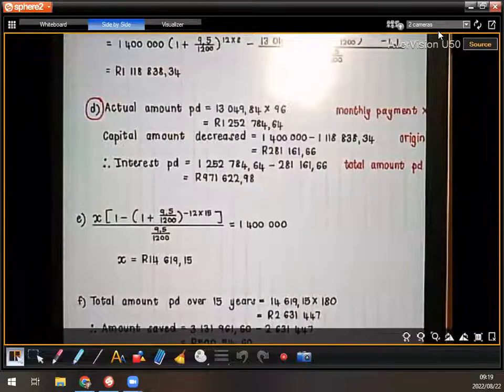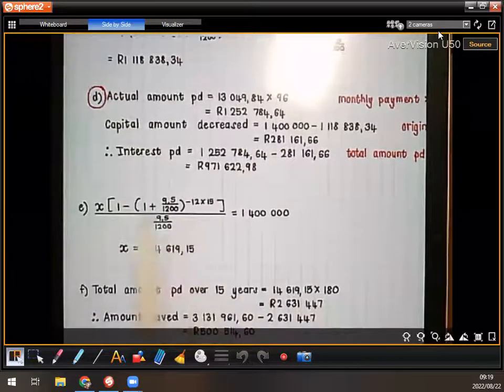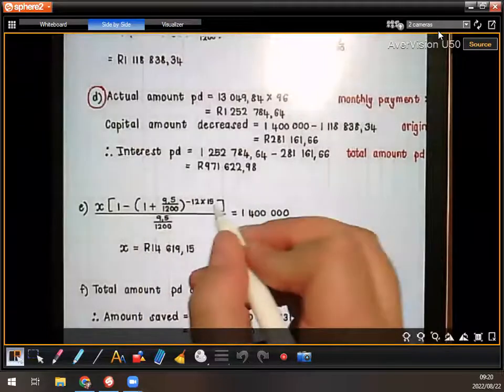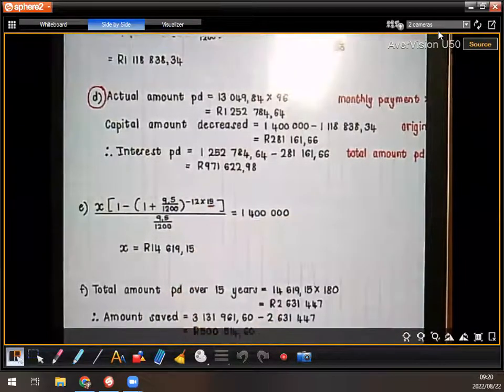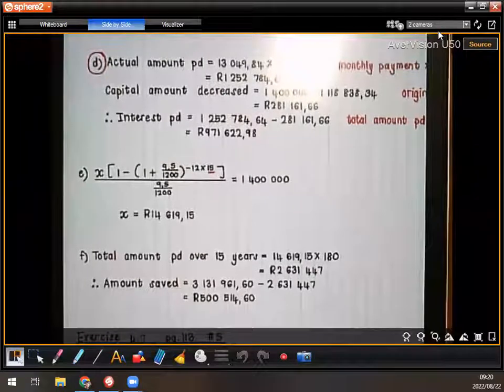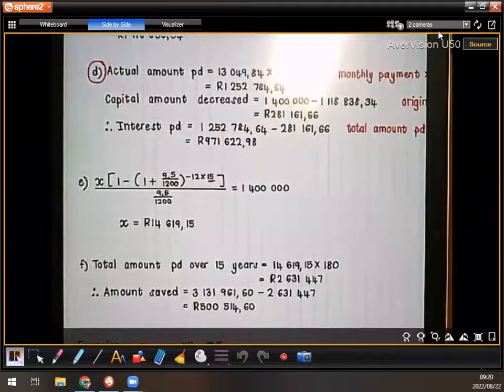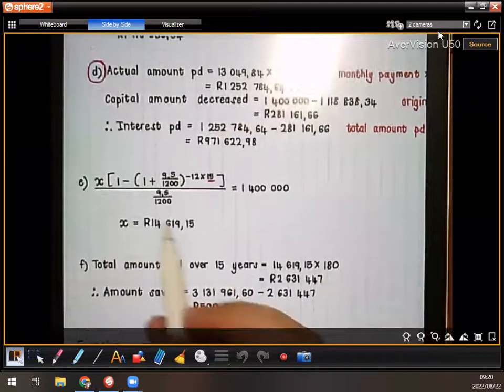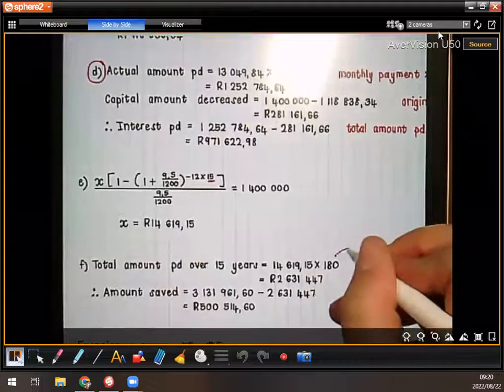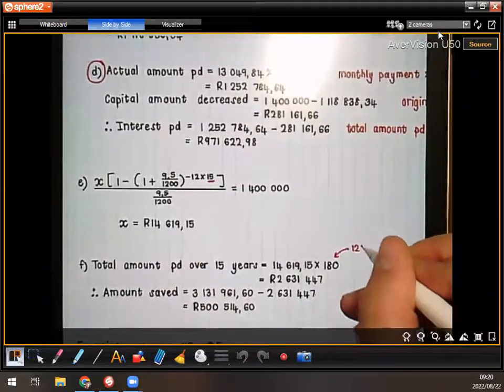For E, calculate his monthly repayments if he chose to repay the loan over 15 years. Now it's the same calculation as in A, but we're working with 15 years instead of 20. Then for F, how much money does he pay over 15 years to repay? You take your monthly payment multiplied by 180, that is 12 times 15.